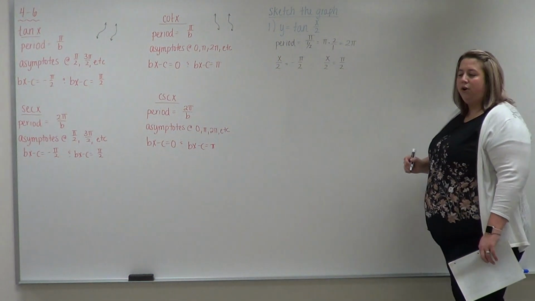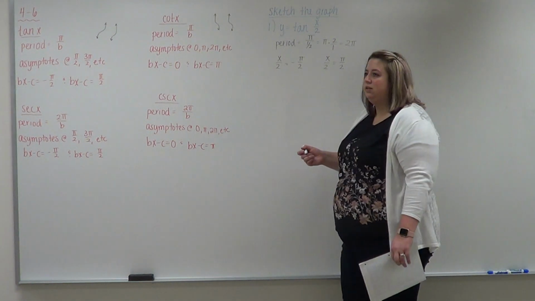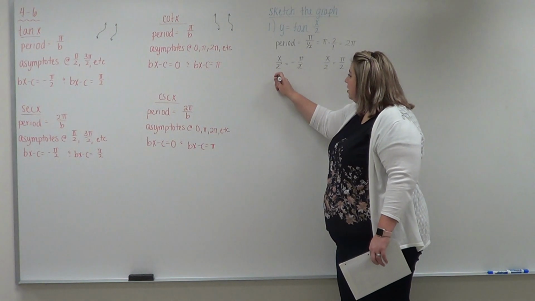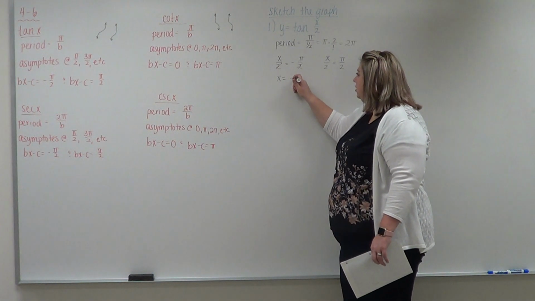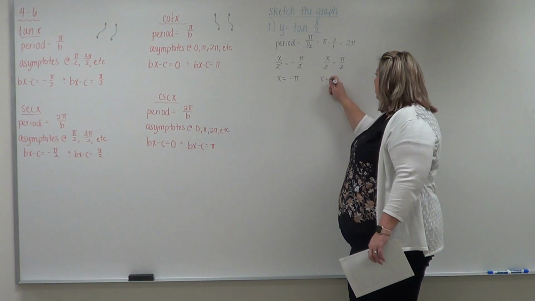Okay, and we're going to solve for x. If they both have 2's in the bottom, those cancel out, so x equals negative pi. These both have 2's, they cancel out. x equals pi.